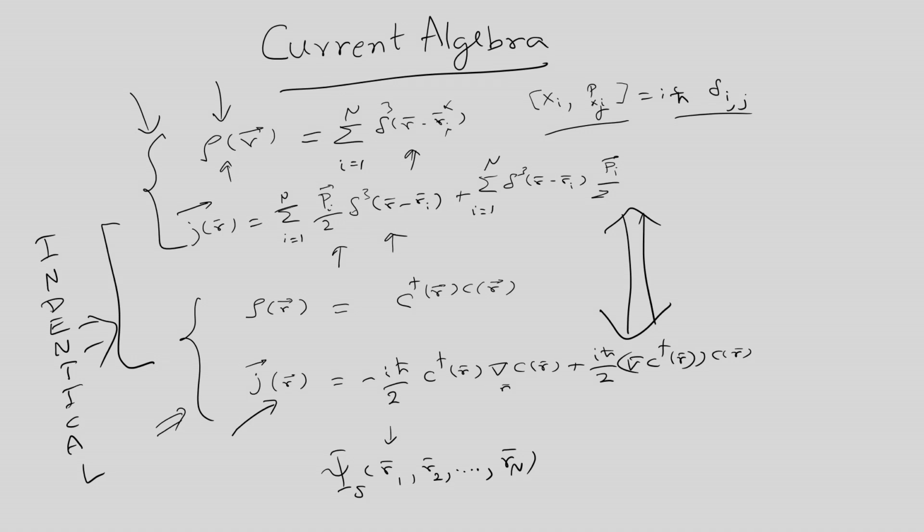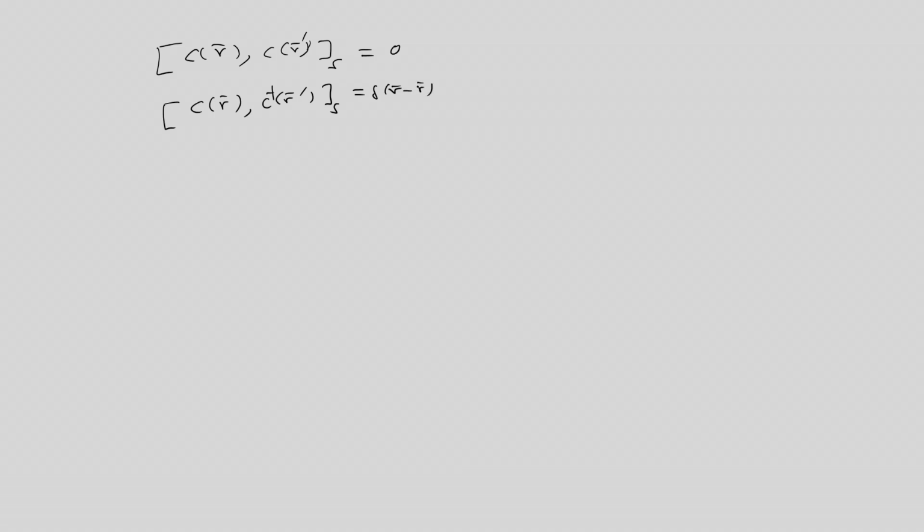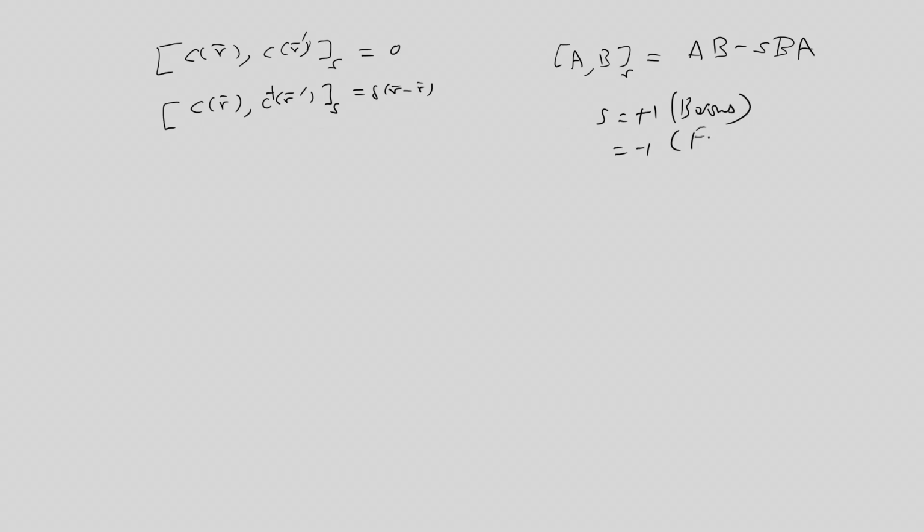Okay, so once you have convinced yourself of this, you can also show that the densities and currents obey certain rules. Remember that the creation and annihilation operators obeyed s commutation rules, depending upon whether s is plus 1 or minus 1. Remember that the commutator A, B with subscript small s is basically AB minus s times BA. So if s is plus 1, you're talking about bosons. If s is minus 1, you're talking about fermions.